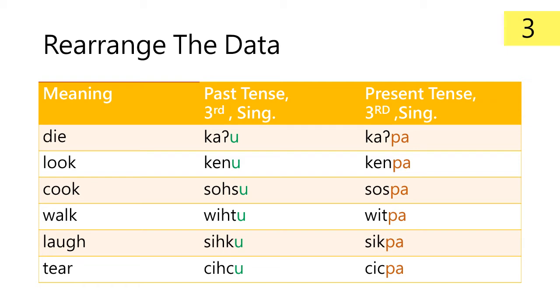Then, we classify these words according to their meanings and tenses. The results are shown in this table. From the first column, we can tell the suffix of past tense is u. From the second column, we can tell the suffix of present tense is pa.